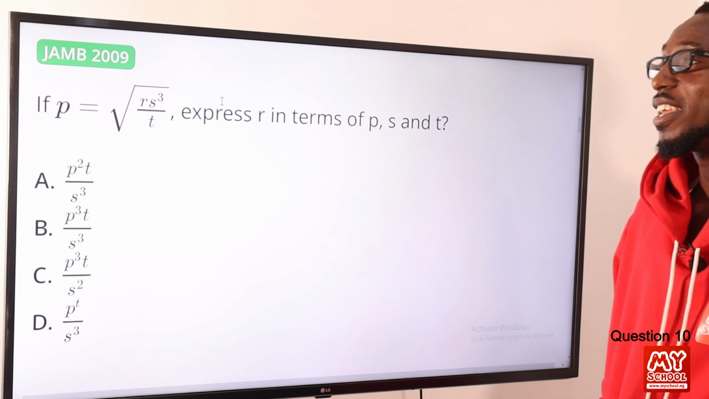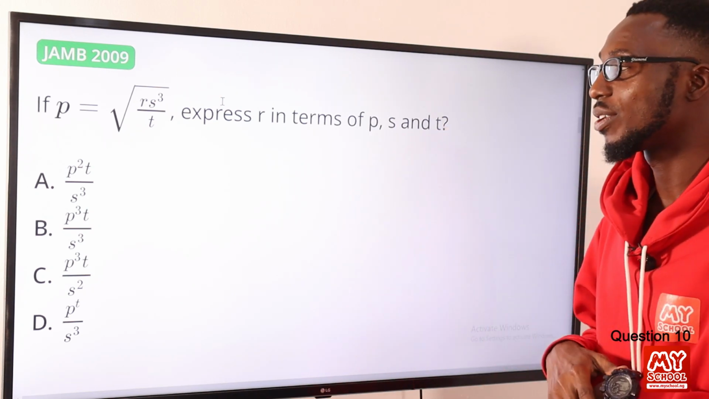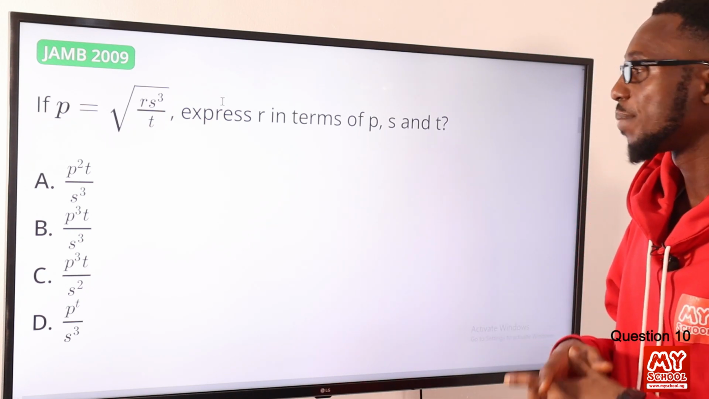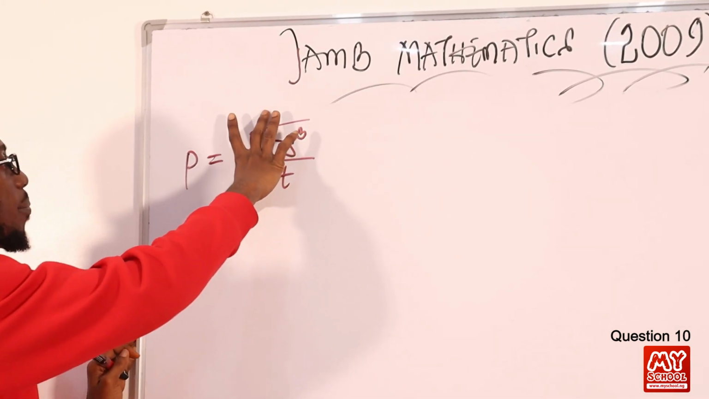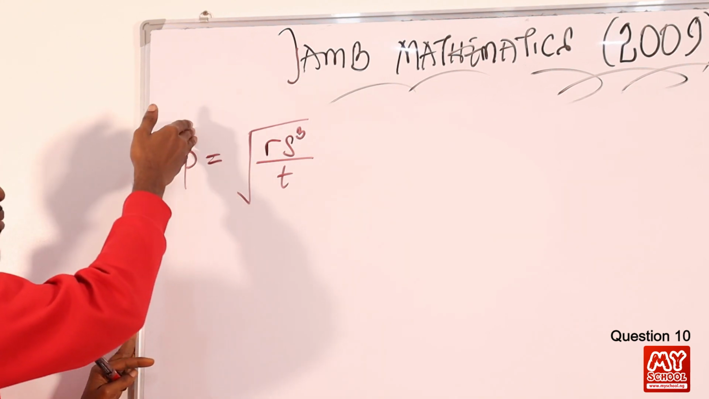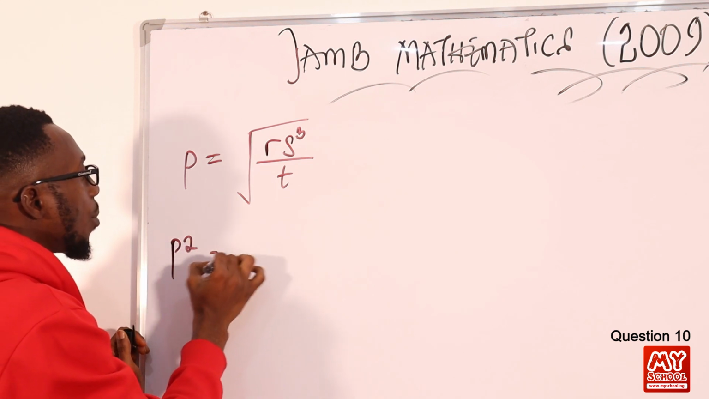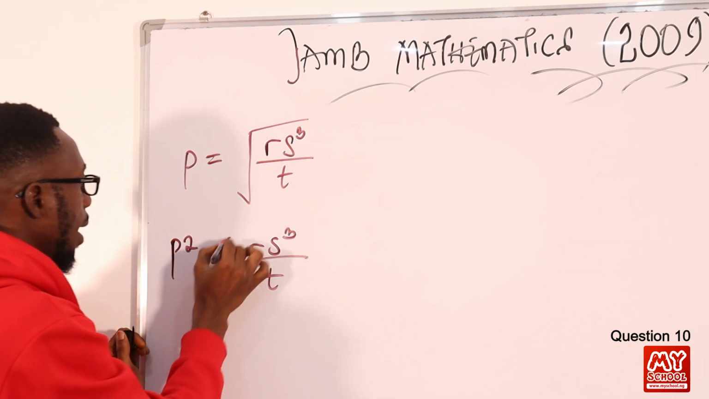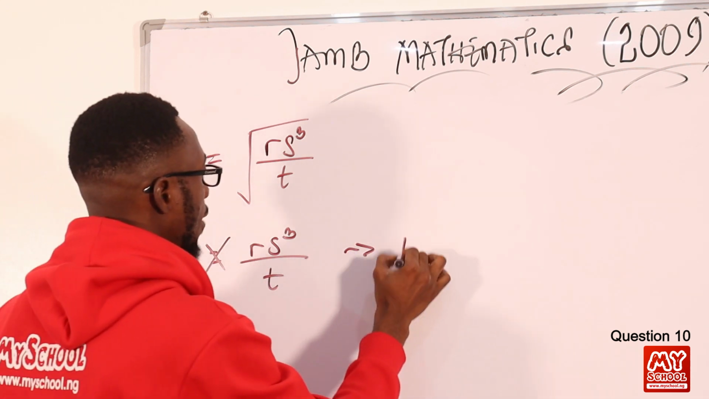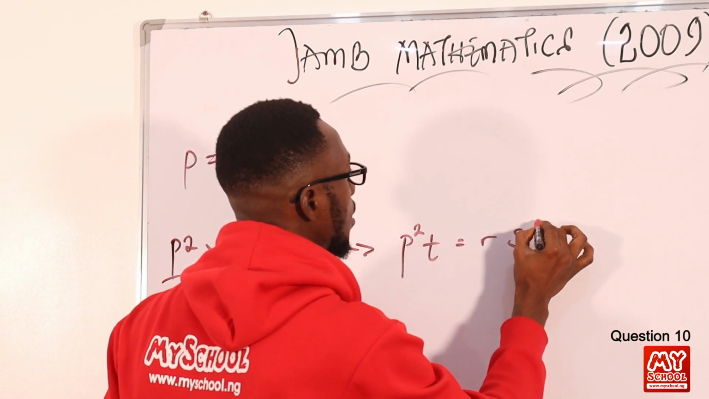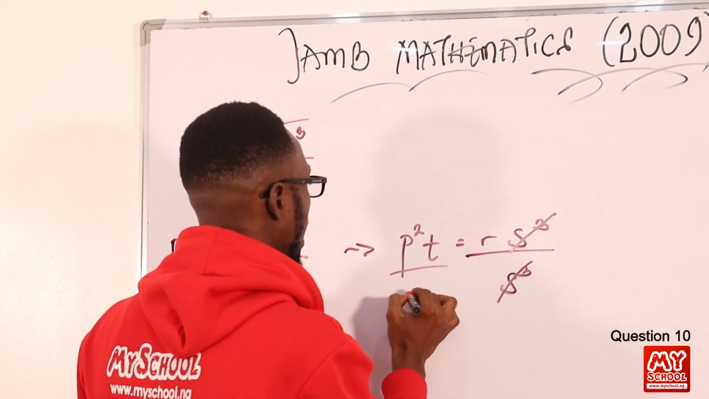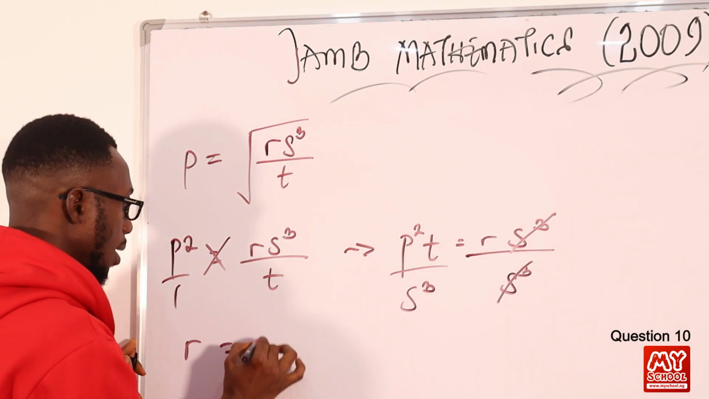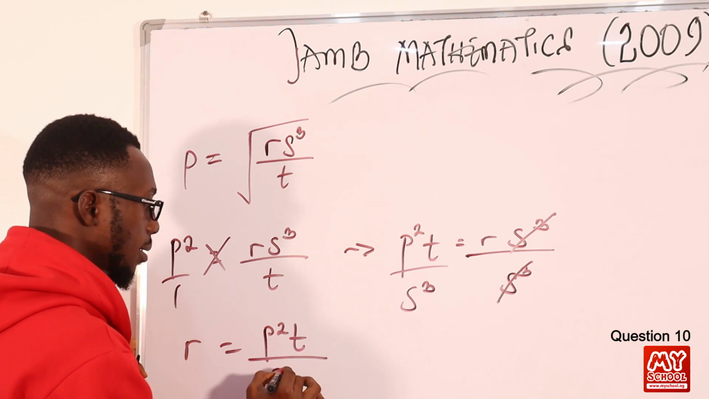10. If P equals the square root of R S cubed over T, express R in terms of P, S, and T. That's just change of subject of formula. The first thing I can do is square both sides to eliminate the square root. So P squared equals R S cubed over T. I can cross multiply, so P squared T equals R S cubed. We have to make R the subject, so I divide both sides by S cubed. So R will be expressed as P squared T over S cubed.